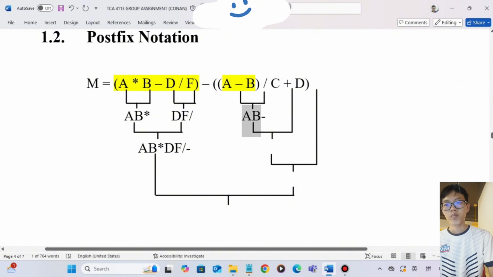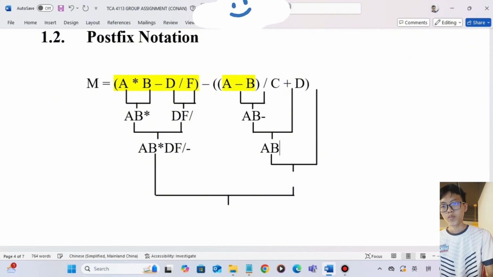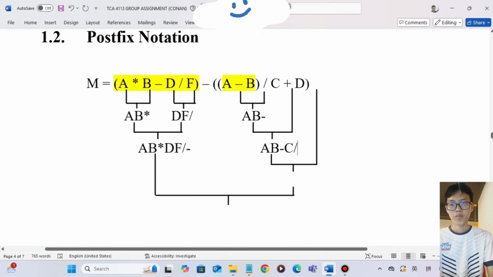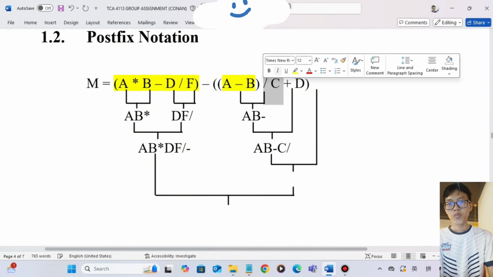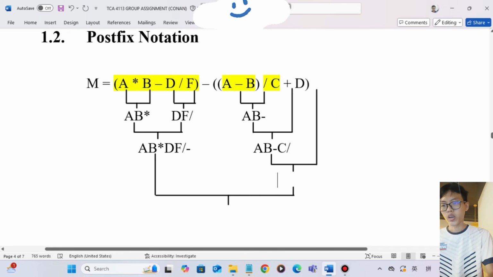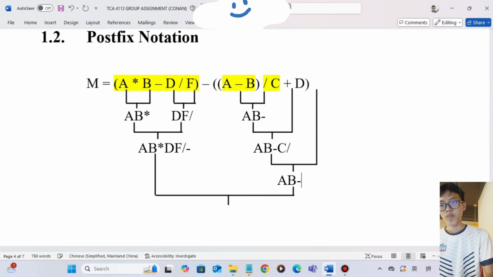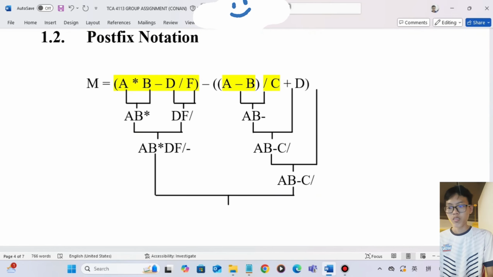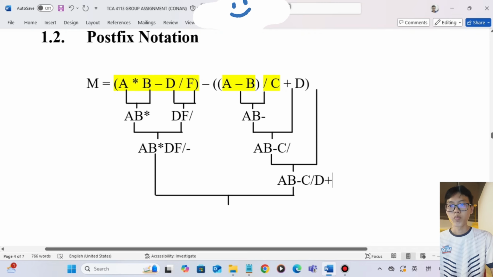a b minus divided by c becomes a b minus c divide. After the divide is solved, we still got plus d. So we copy the a b minus c divide, and last we put the plus d, which becomes d plus in postfix expression. So the second bracket we already solved.